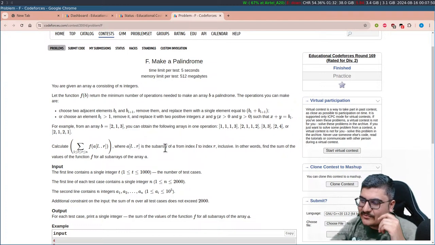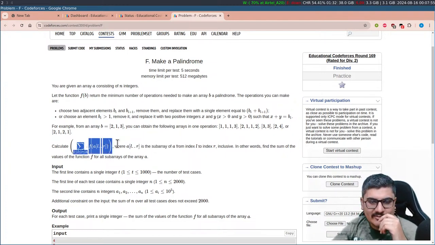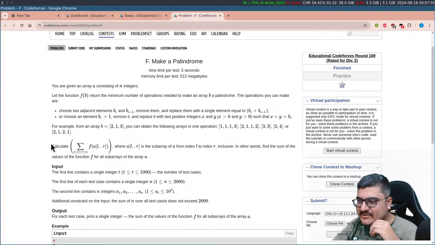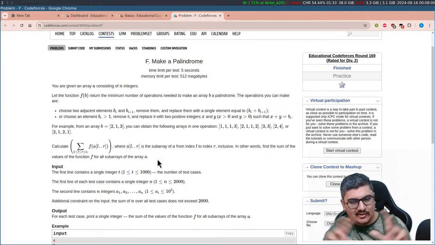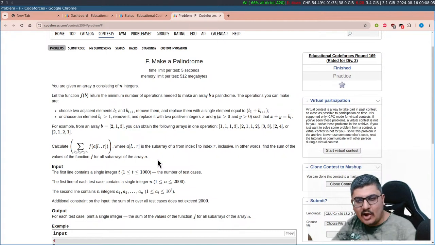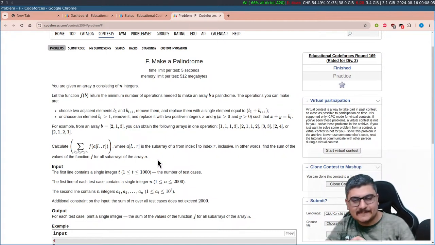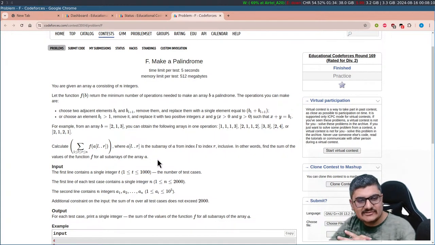And then it says for all the subarrays, find the minimum number of operations required to make it a palindrome. So let's first forget this and see how we calculate it. You have been given an array. How will you find the minimum number of operations there? So any ideas on that?